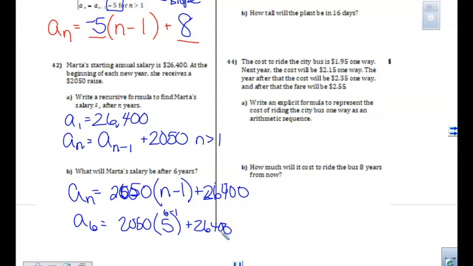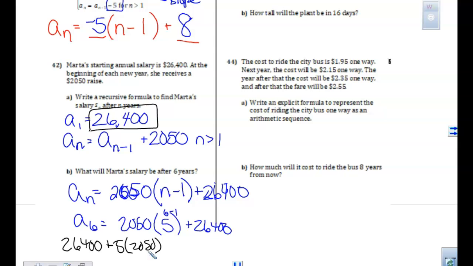But some of you just looked at this question up here and said, you know what, I'm going to take 26,400 and add 5 times 2050, exactly what Kyrell said. Does it matter that you wrote out an explicit formula first? No. You're just asked that one.